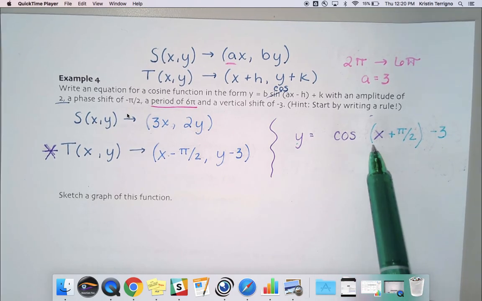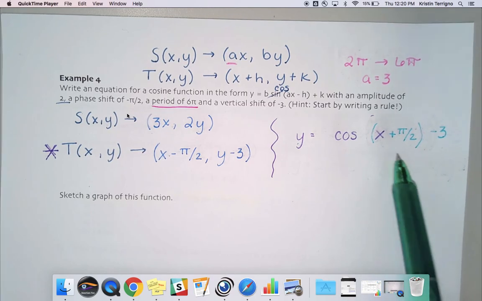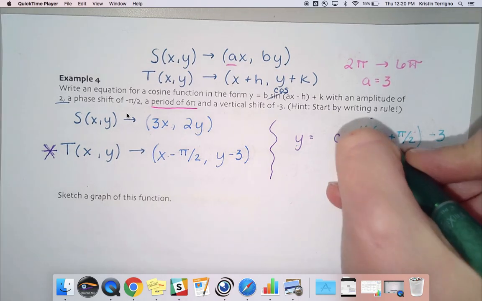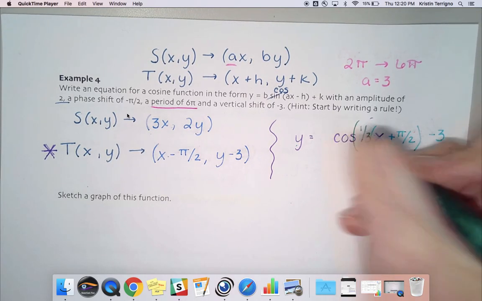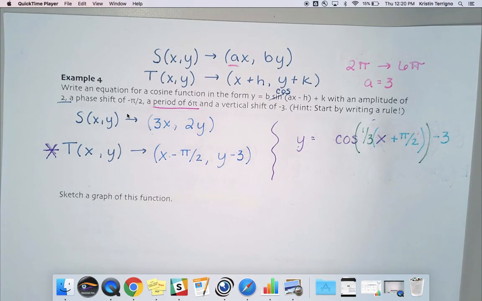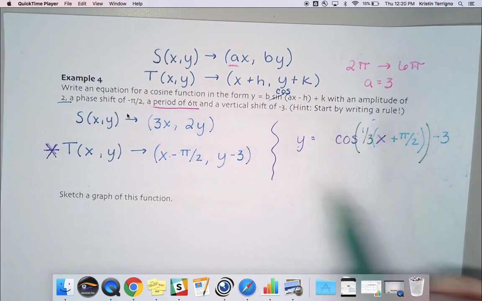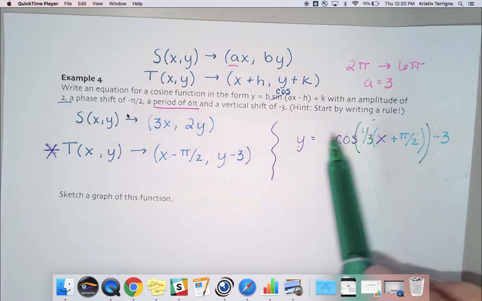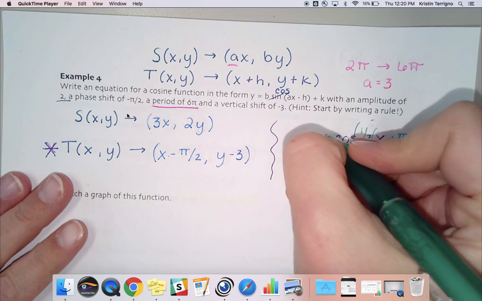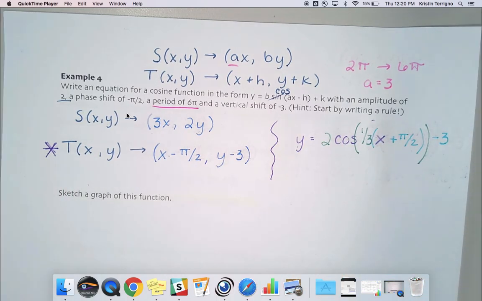I could divide this whole thing by 3, like I could put this over 3. I think an easier way to write it is with a 1/3, because multiplying by 1/3 is the same as dividing by 3. And notice I put it out in front of those parentheses so it would apply to the whole thing. And then where's my other one? 2y. That's going to affect my amplitude. That means that there's going to be a 2 hanging out right there.